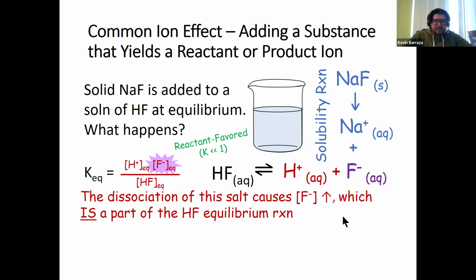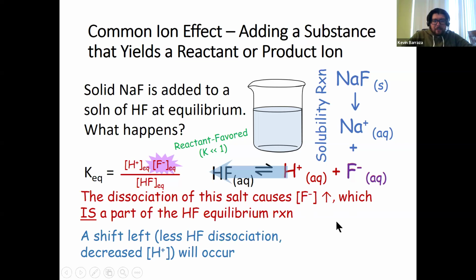So this disturbance will affect the right-hand side of the reaction. Too much F minus now. So what am I going to do? I'm going to shift to the left. The F minus will get used up along with an H plus to make more HF. So a shift left, less HF dissociation, and a decrease in H plus concentration will also occur. That's this reaction.